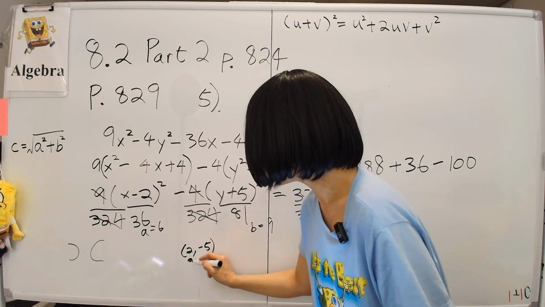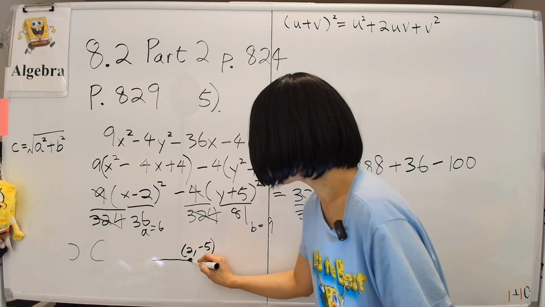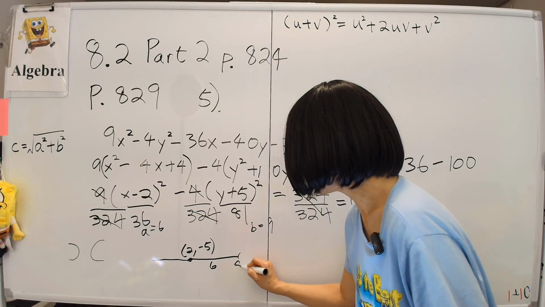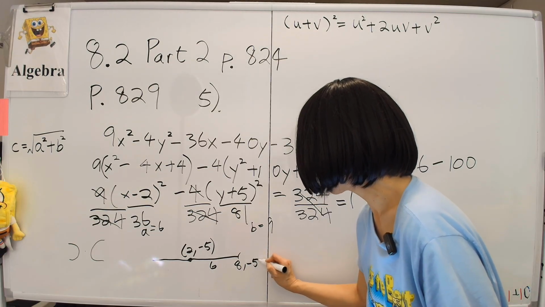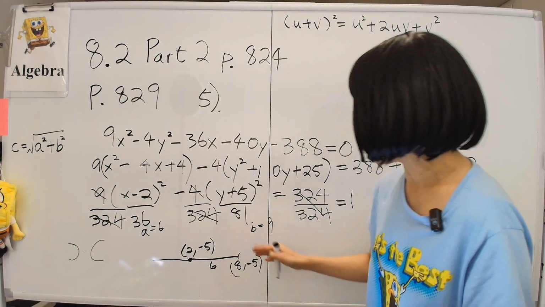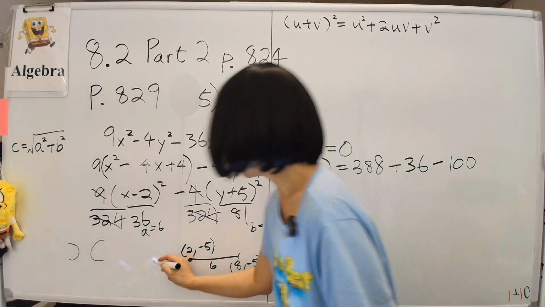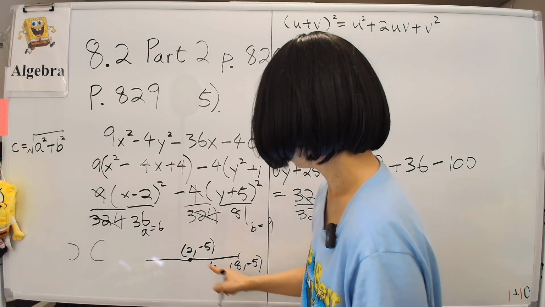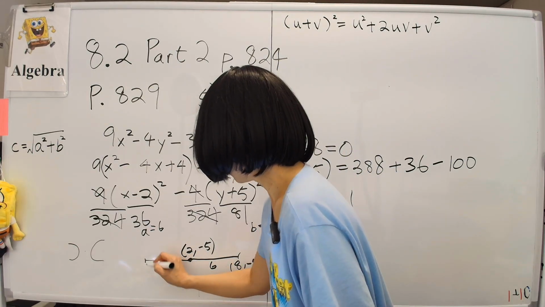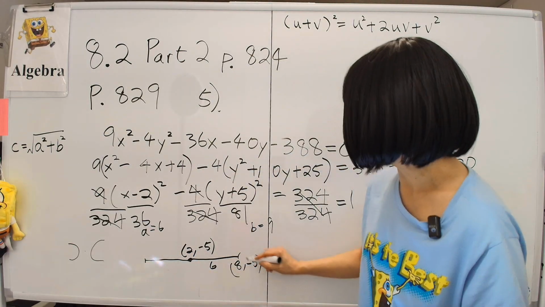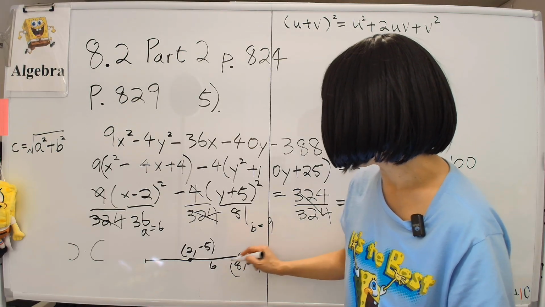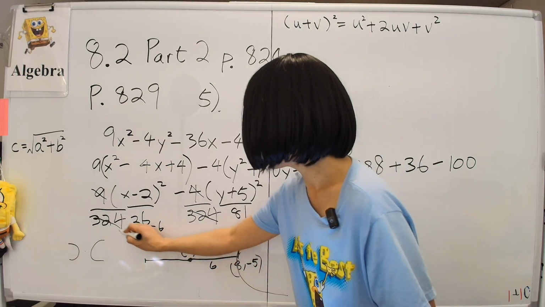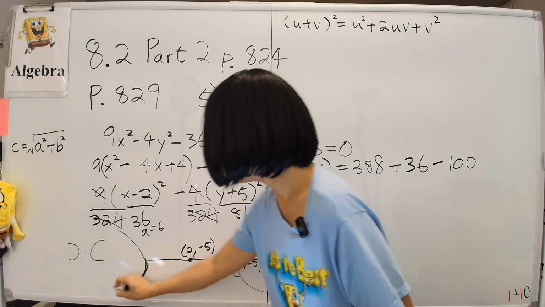And this is something that opens that way. So we'll go this way and then go 6 units. 2 plus 6 is 8. So this is 8, minus 5. And that is where it hits. And then over here is 6. And then over here, this is whatever that is. And then we'll just draw the hyperbola this way. See, the hyperbola goes this way.